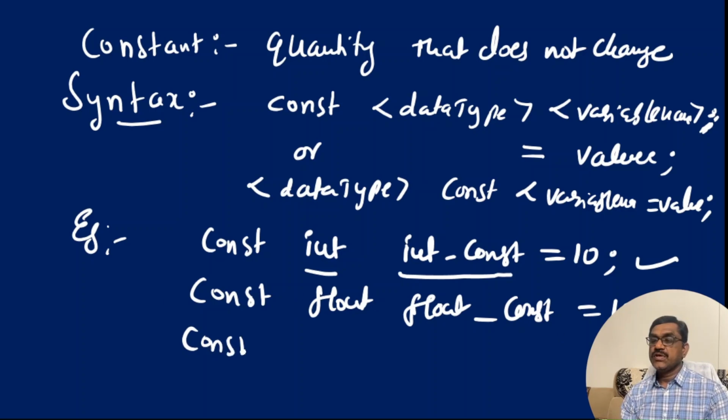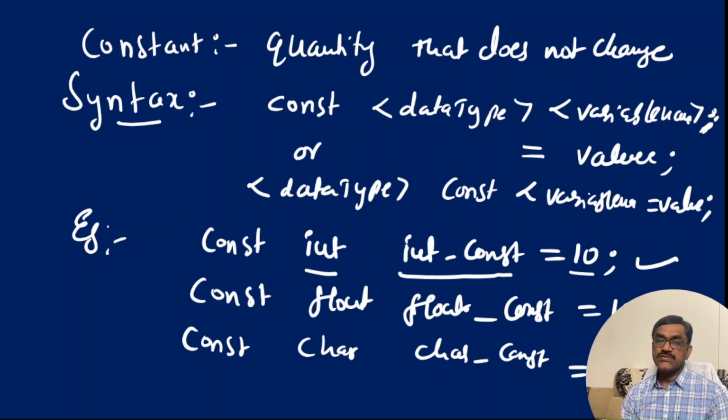Third one, const char, character_const. Here I'm using single quotes to enclose capital A. So here the character constant is A. Here the floating point constant is 10.35 and the integer constant is 10. So these are the three examples. One is for integer constant, second one is floating point constant or real constant, and the last one is character constant. So I'm using the first syntax.